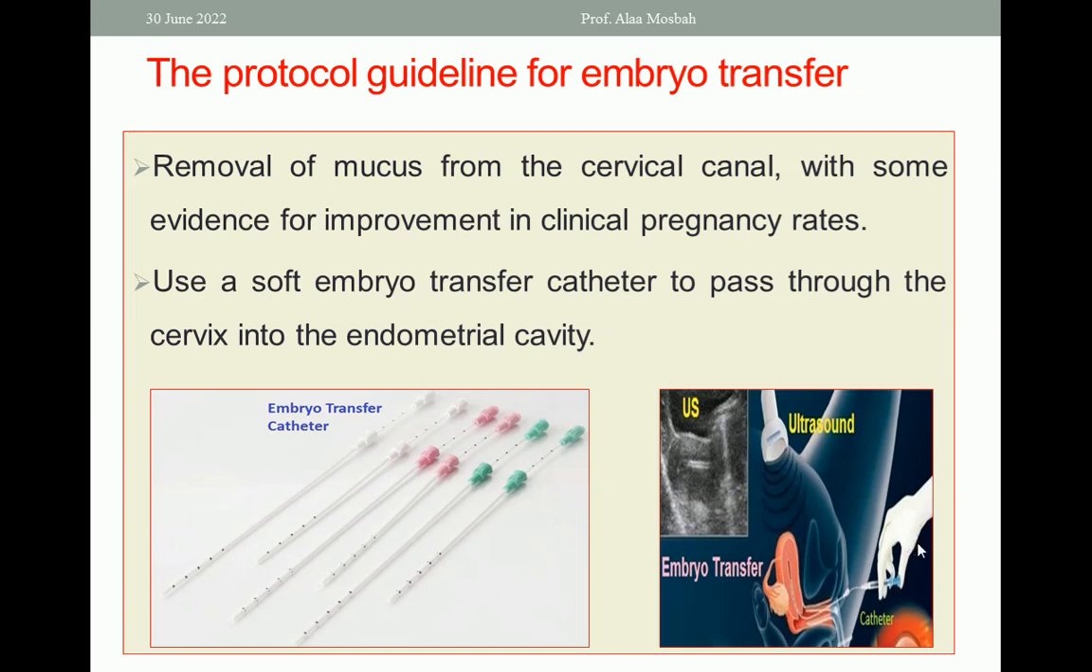Use a soft embryo transfer catheter to pass through the cervix into the endometrial cavity. As you see in this picture, this is an example of an embryo transfer catheter, with an outer catheter and an inner catheter. It was proved that a soft embryo transfer catheter is better than a hard one, and the pregnancy outcome is more successful. Pregnancy outcome is better with a soft catheter. This is as regards the guidelines.